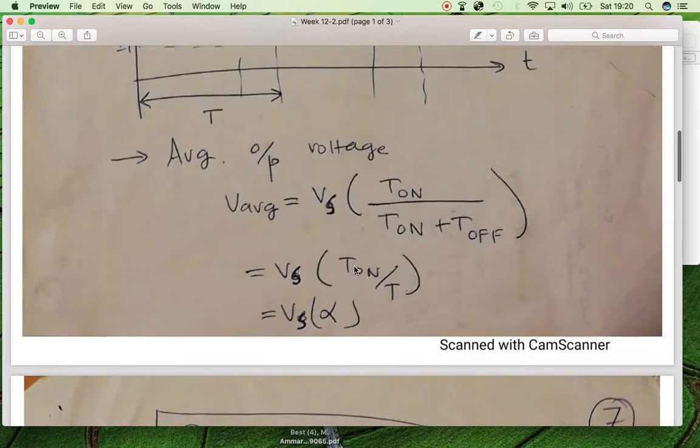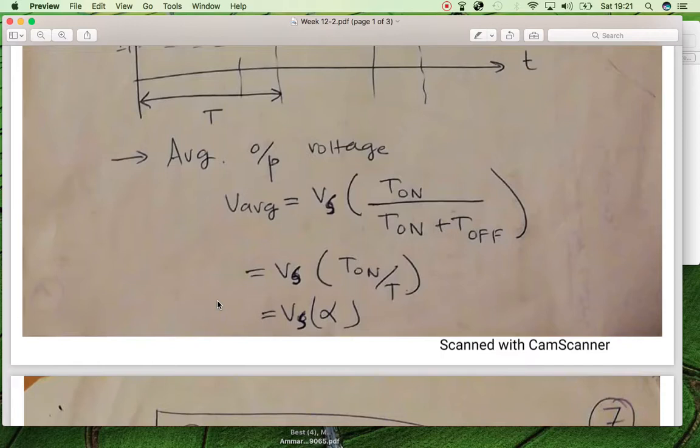We always know that this parameter is less than 1 because T is greater than T on, and when T on is divided by T, it is always smaller than 1. When that parameter is multiplied with the supply voltage, the output voltage is always smaller than Vs. So this is what a step down chopper does.